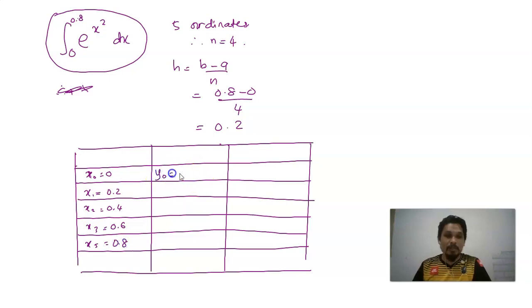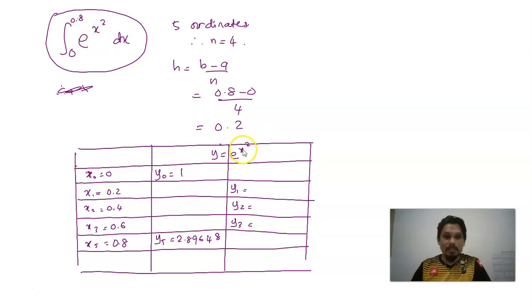So then y naught until y5, and here is y1, y2, y3. So substitute 0 into y equal to e to the power of x squared. So when x equal to 0, 0 squared is 0, e to the power of 0 equal to 1. And here is 2.89648.